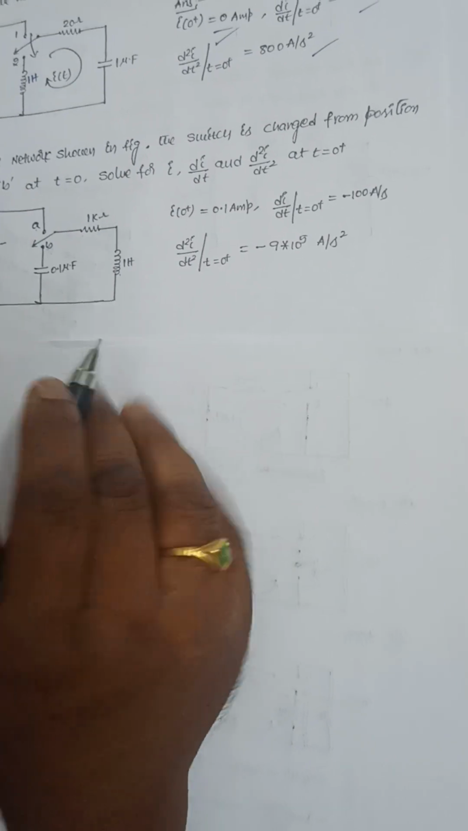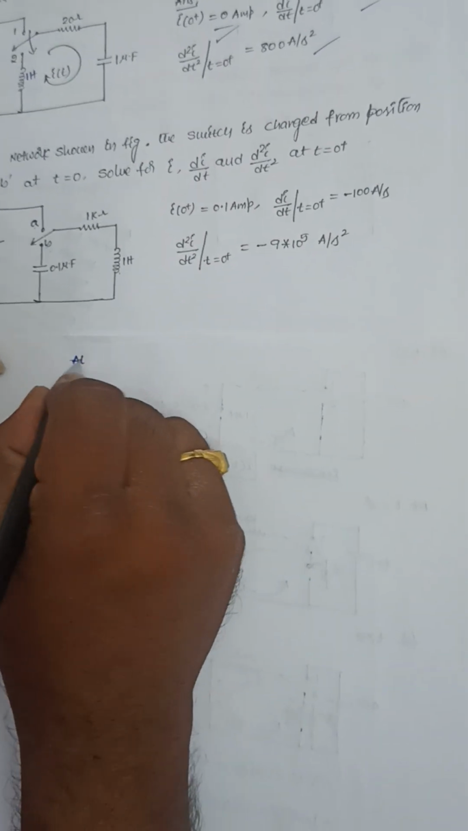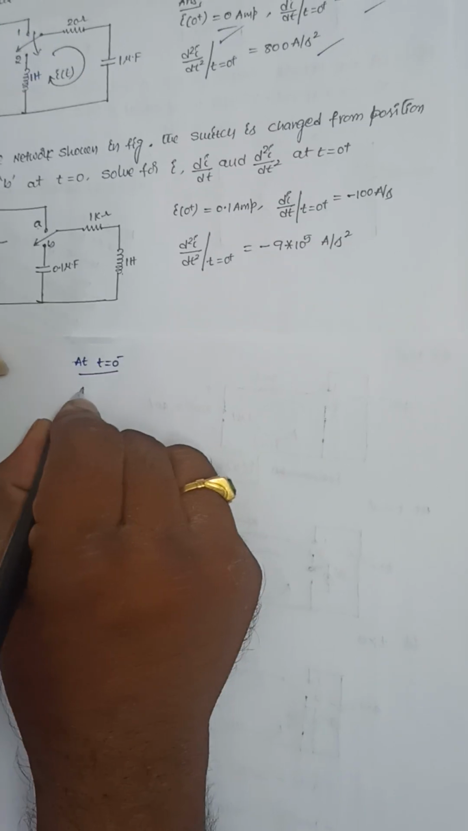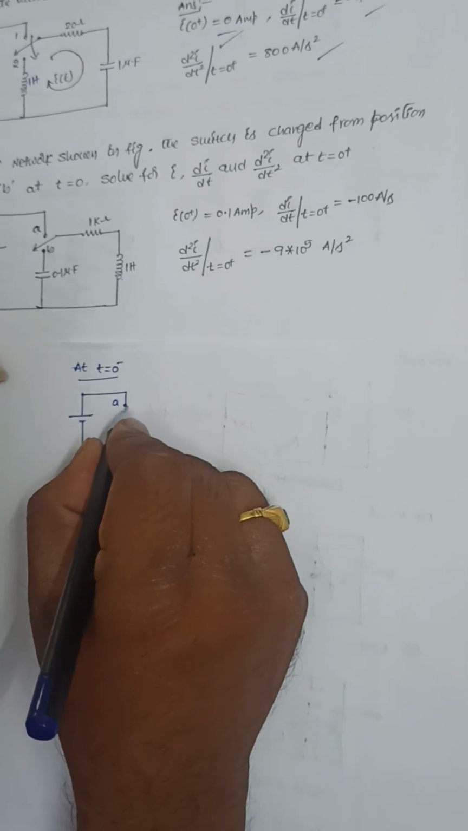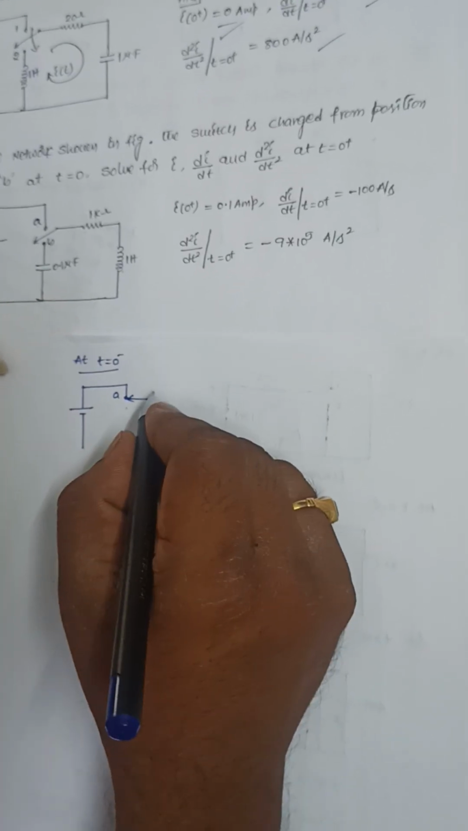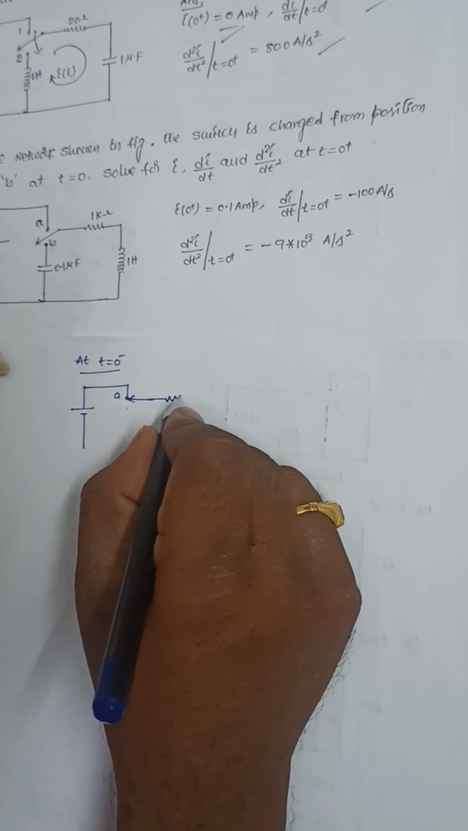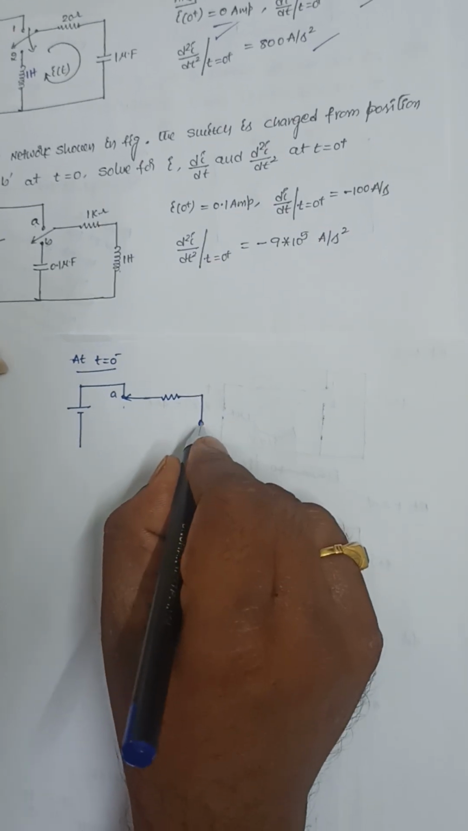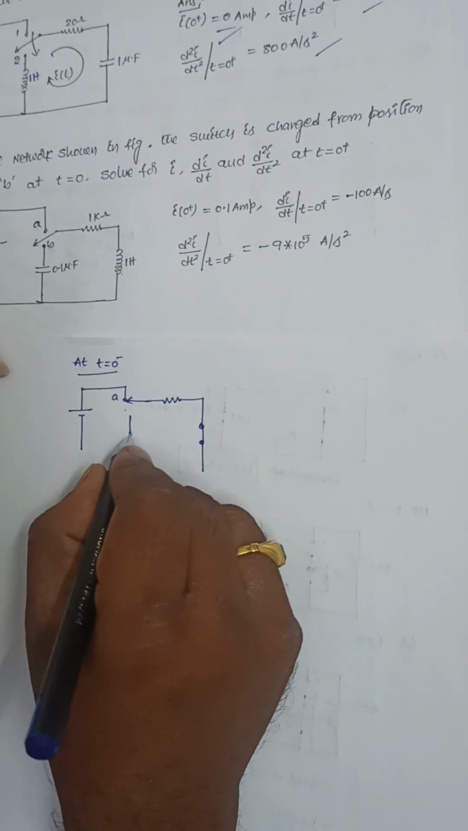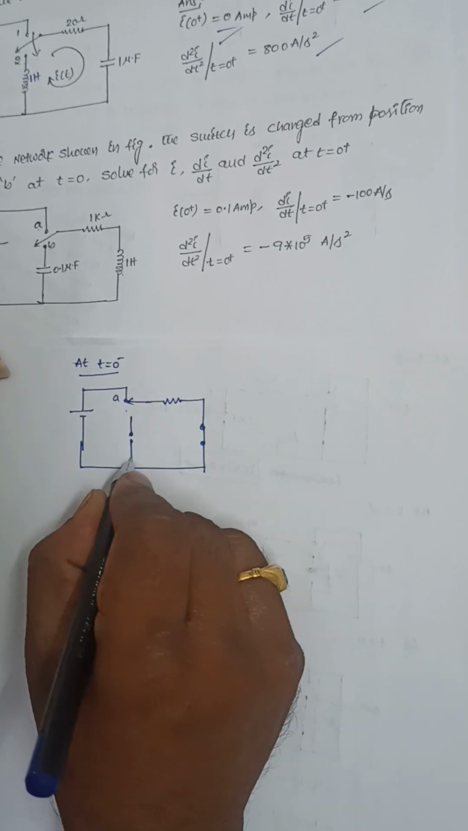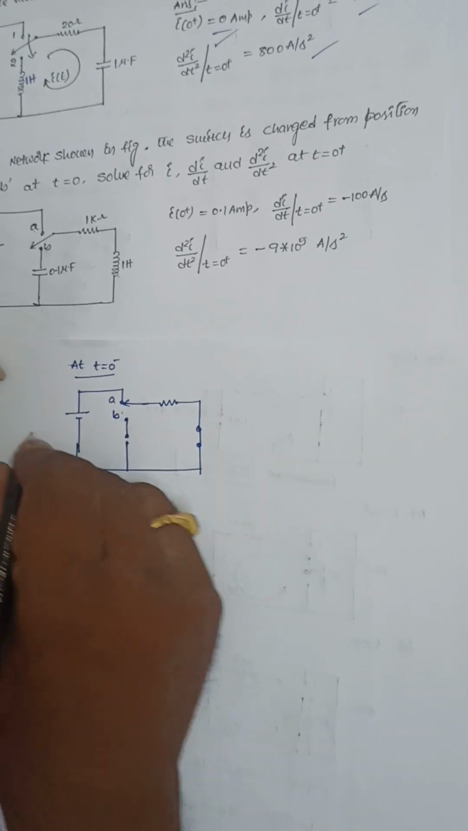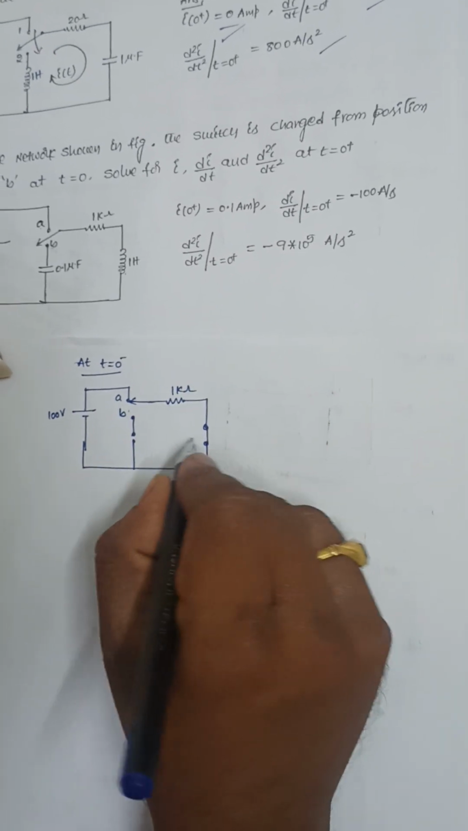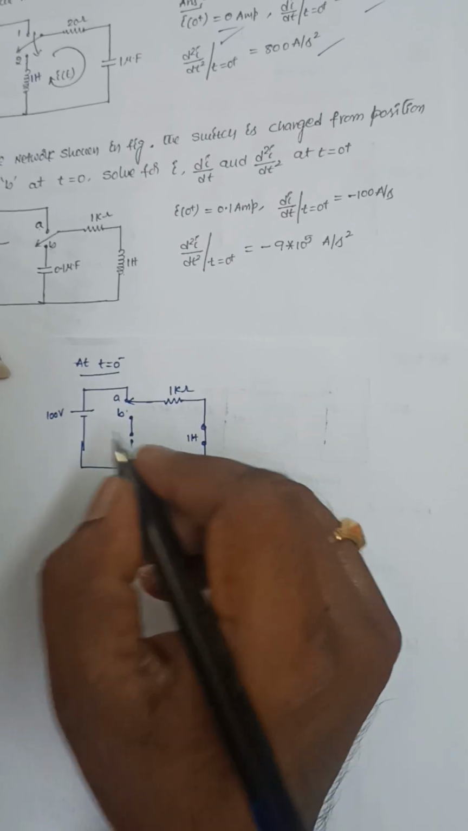Now let me draw at t equal to 0 minus. At t equal to 0 minus, the circuit will be like this: this is the A position and the switch is at position A only. Under steady state condition, this inductor will act as a short circuit, and the capacitance will act as an open circuit. It is 100 volts, 1 kilo ohm, 1 Henry, and it is short circuited.